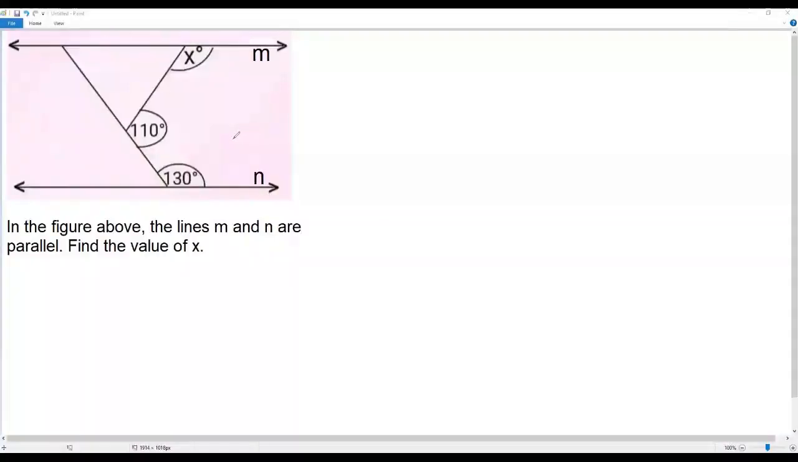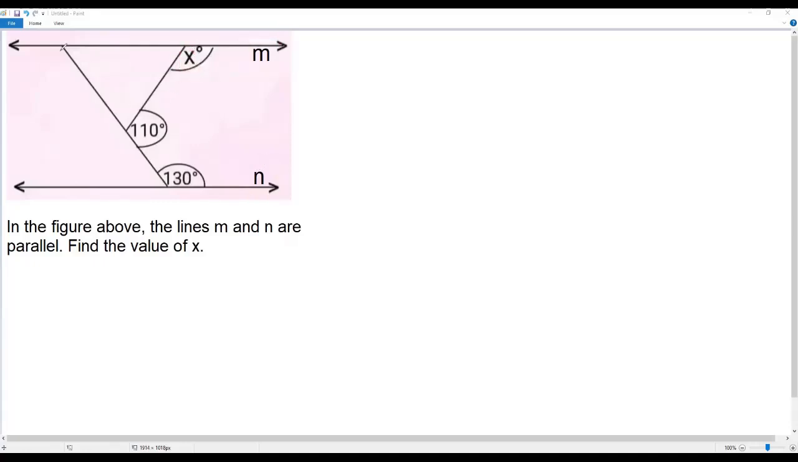Here we have a geometry problem. Okay, let's go with the information. There is a figure given over here. In the figure above, the lines M and N are parallel. Find the value of X. Here there are two lines M and N, and both the lines are parallel. We have to find the value of X that we have over here.